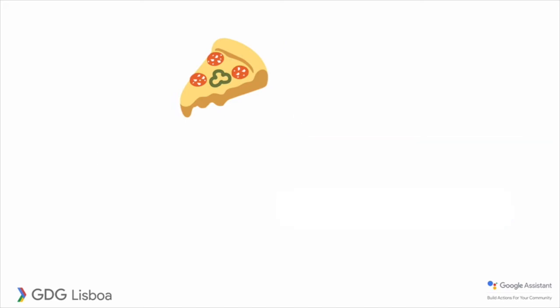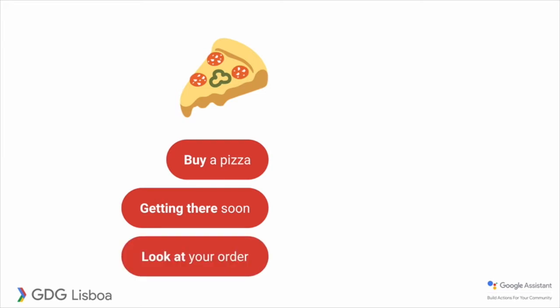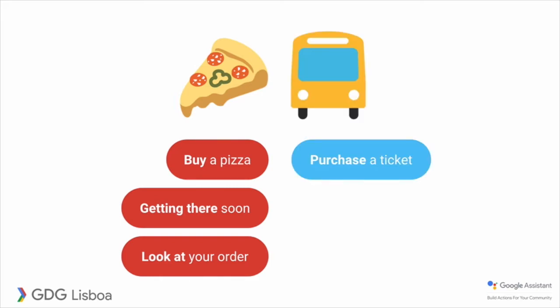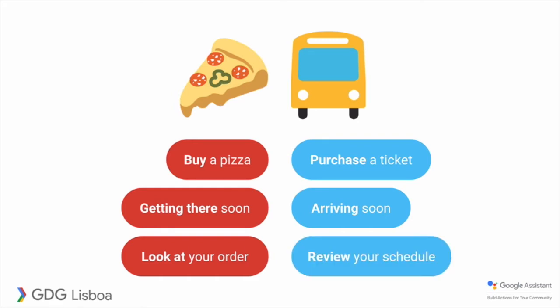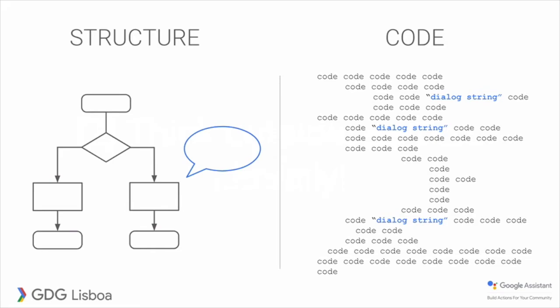What's happening in the environment. So I want to buy a pizza, and it's getting there, so the pizza's on the way, and you can look at your order. So think about what your app wants to achieve. And I want to buy a bus ticket. I want to know if the bus is arriving soon or not, but not that it already arrived, right? And I want to review the schedule so I know when the next one's coming in. So think outside the box, right?